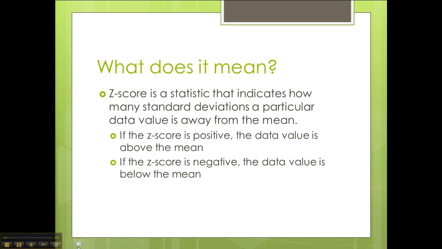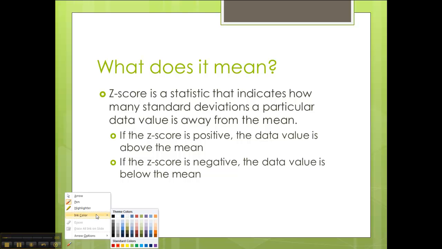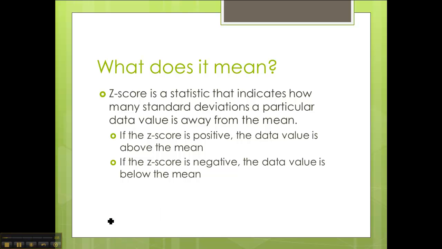So let's talk about what z-scores mean. A z-score is a statistic that indicates how many standard deviations a particular data value is away from the mean. If the z-score is positive, the data value is above the mean, and if the z-score is negative, then the data value is below the mean. So if you have a bell distribution, if it's negative, it's over here. If it's positive, it's over here.